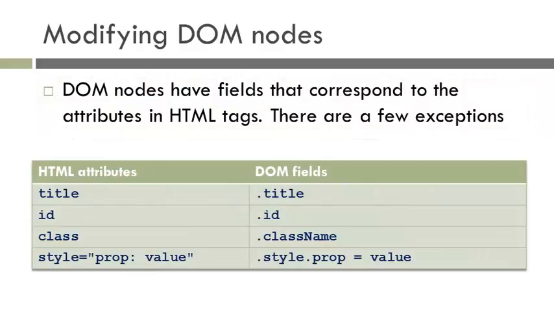A DOM object has many fields that allow the object to be manipulated in JavaScript. Most of the DOM fields correspond to the attributes in the HTML tags, but not all of them. In this example here, the HTML attributes title and ID have a direct correspondence to the DOM fields .title and .id. However, class and style are not the same. While you would use the attribute class in HTML, in the DOM field you need to use className, and the style attribute has an entirely different syntax yet.